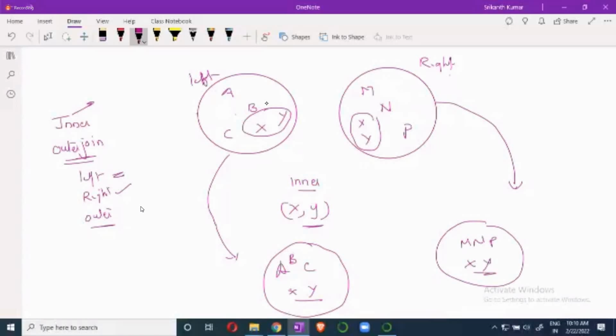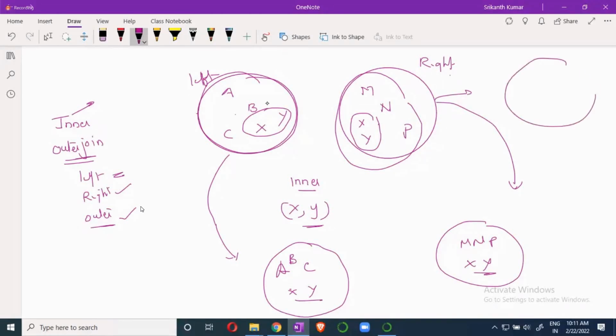Now when I say outer, it will take all the values from the left data frame and all the values from the right data frame and merge them, removing the duplicates. So if I say outer, I am going to get A, B, C, M, N, P and X, Y, like this. This is the basic concept. This we are going to apply on our data frame.